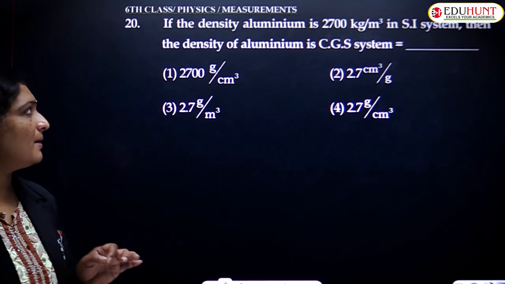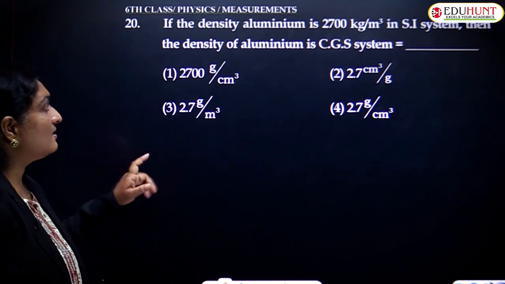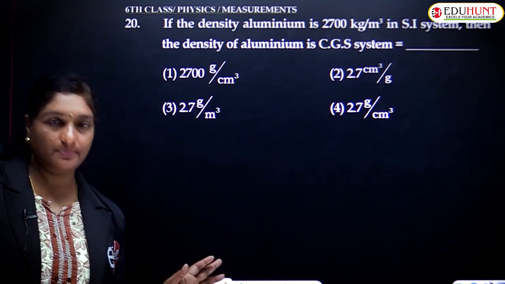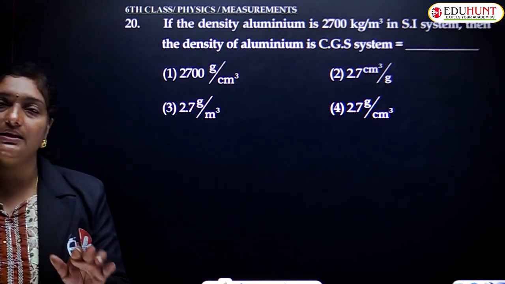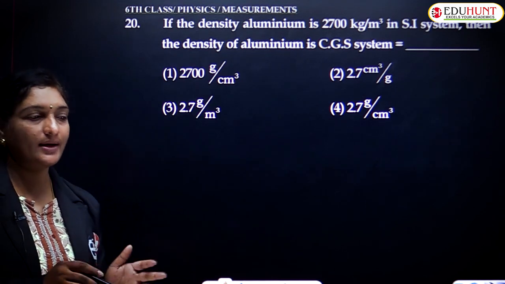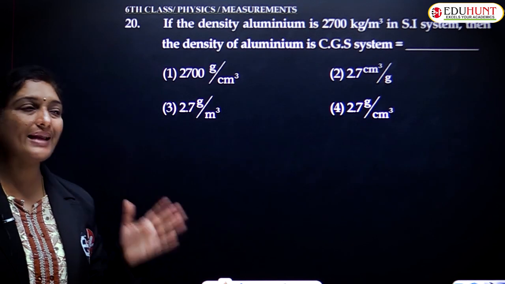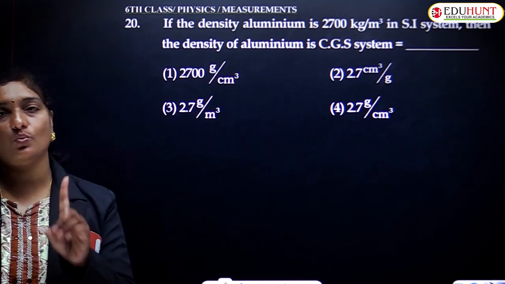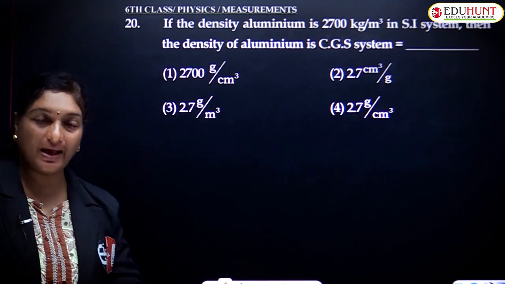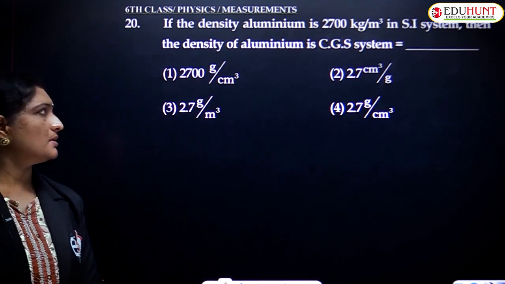2700 kilogram per meter cube. SI units they gave, density they gave. Then the density of aluminium in CGS system is, SI system they gave, you are asked to find out in CGS system. Children, I told you. So in order to convert SI system to CGS system, what you need to do? 1 kg per meter cube is equals to 1 by 1000 gram per centimeter cube, whereas 1 gram per centimeter cube is equals to 1000 kg per meter cube.